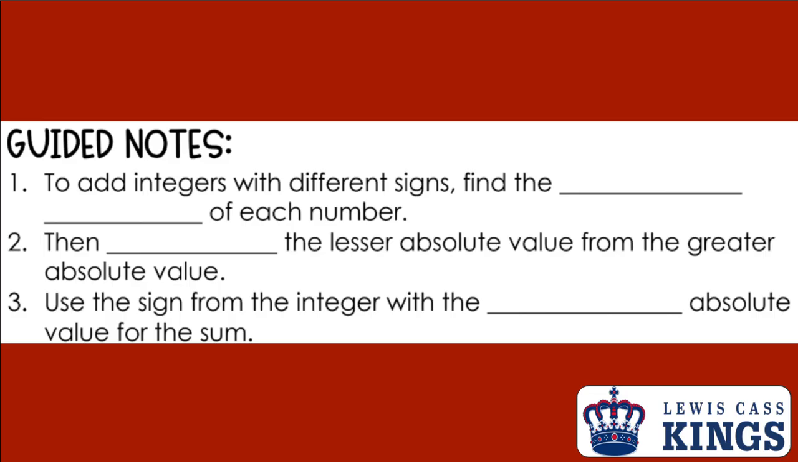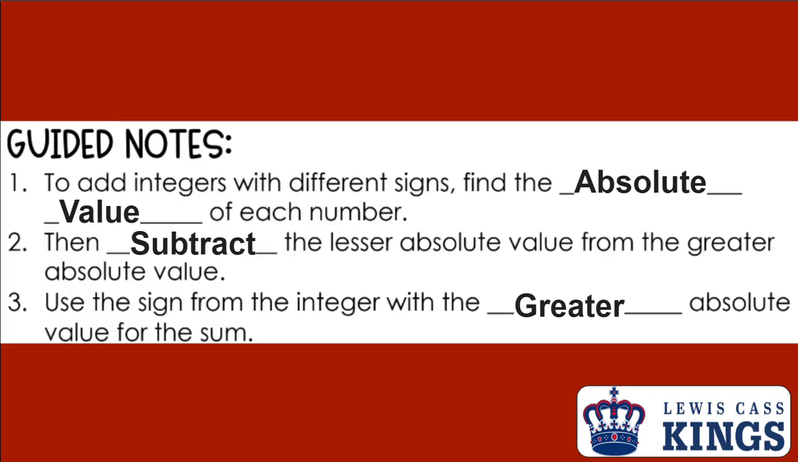All right. So we have 3 steps to add numbers with different signs, or add integers. To add integers with different signs, we need to find the absolute value of each number. So hopefully you remember this from last lesson. If not, you can go ahead and watch that. This is just the distance from 0, right? Distance is always going to be positive. After we find the absolute values, we then need to subtract the lesser absolute value from the greater. And then lastly, we need to use the sign from the integer with the greater absolute value for the sum. And the sum is just the answer to our addition problem.